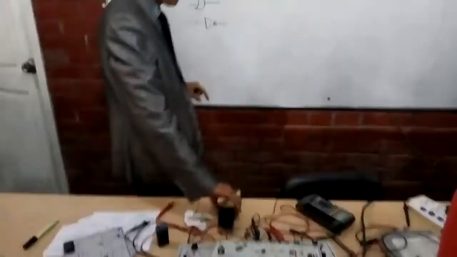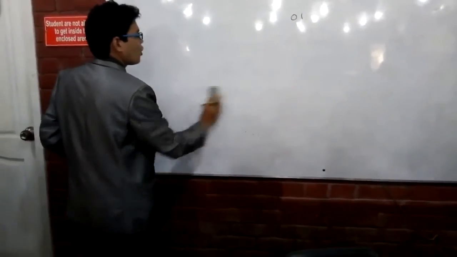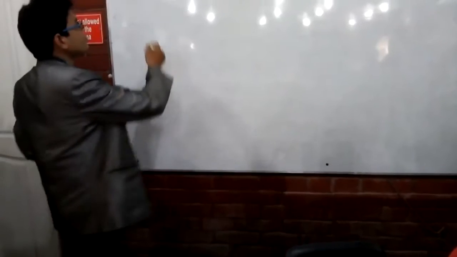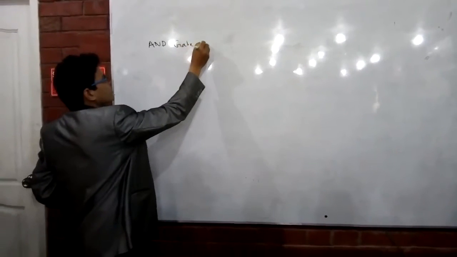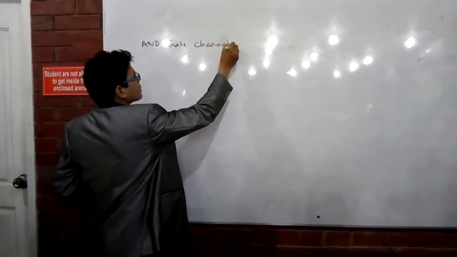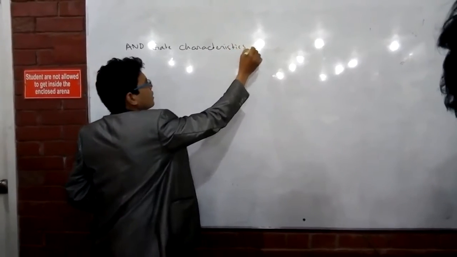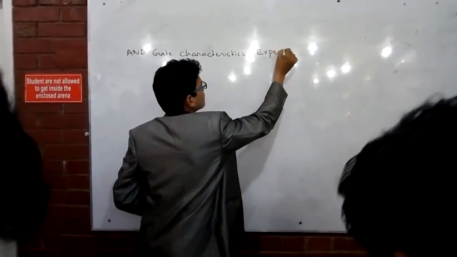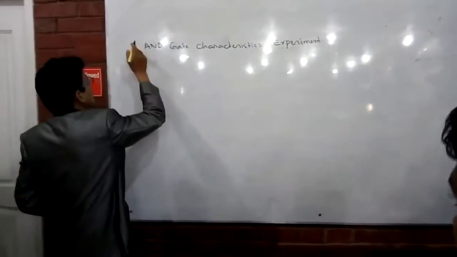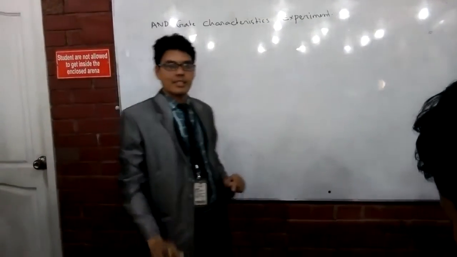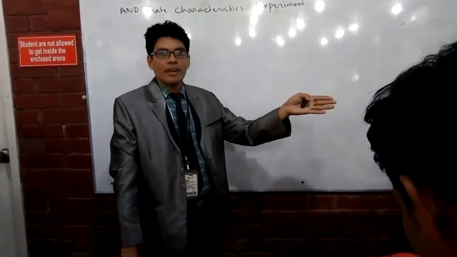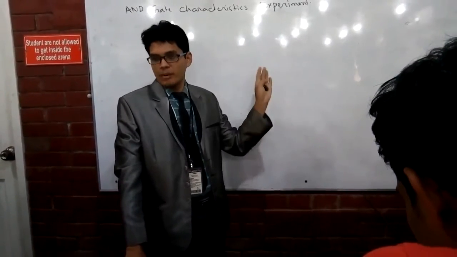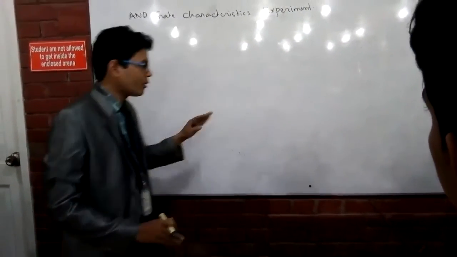So we'll know the characteristics of the AND gate. The AND gate characteristics experiment is the first experiment of the digital system. We have done the first of the analog system, which was measuring voltage and current. So this time, the first of the digital. Let us get introduced to this first.